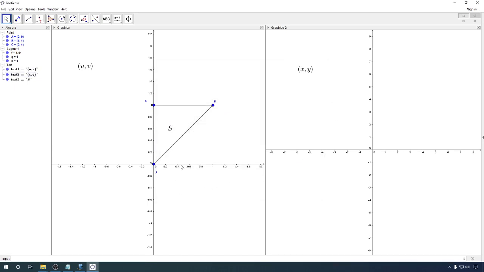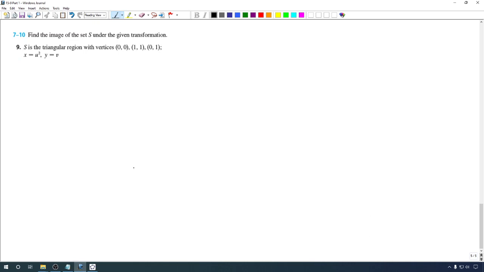There we go. We're going to take the points in this triangle and plot them over here and see what we really get. Now, let's actually just go ahead and maybe try some points. So let's see what happens to some various points. If we have a point (u, v), where does it end up when we put it into x and y?